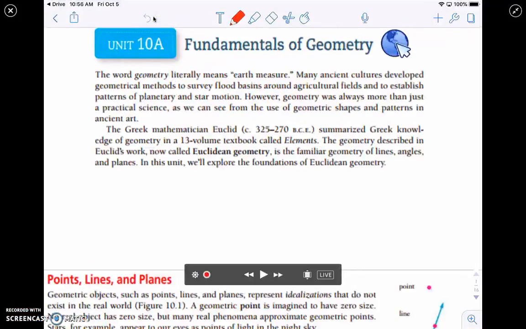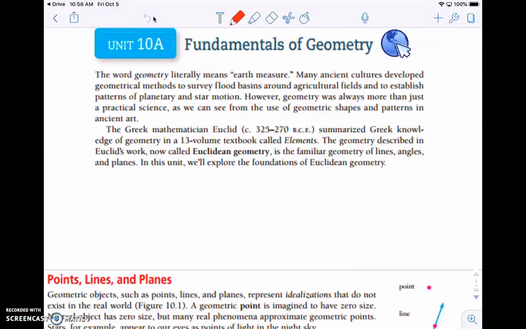All right, we are looking at Unit 10A, the fundamentals of geometry, and a lot of this is probably something you've heard, but then some of it will be an extension of what you've heard in the past. So a lot of the formulas I'm sure you've seen before, but some of the terminology may be a little bit different as we expand on some of these ideas and where some of these things came from in geometry.